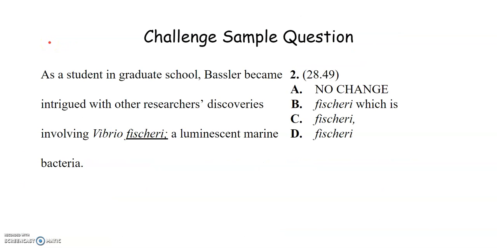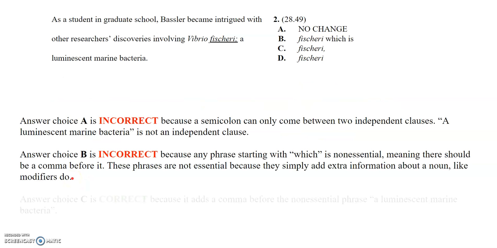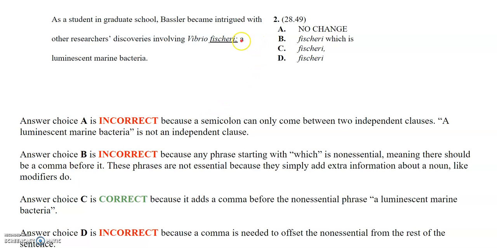Here's another challenge sample question if you want to pause to read through. If we see this, we can see Bassler became intrigued with other researchers' discoveries, including Vibrio fischeri, a luminescent marine bacteria. So right now we have a semicolon right there, another big no-no, because we know that that can only go between two independent clauses. But we can see a luminescent marine bacteria. Can we take that out and have a complete sentence? I believe we can, and because we can do that, this is not essential to the sentence, so we're going to punctuate it like a non-essential, which answer choice C does by putting that comma right before it.